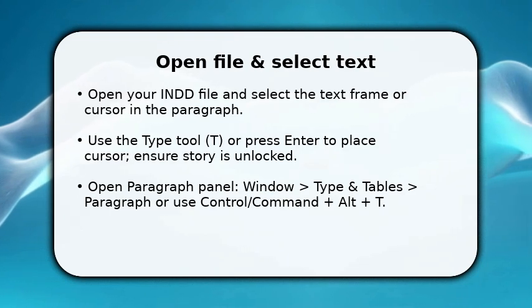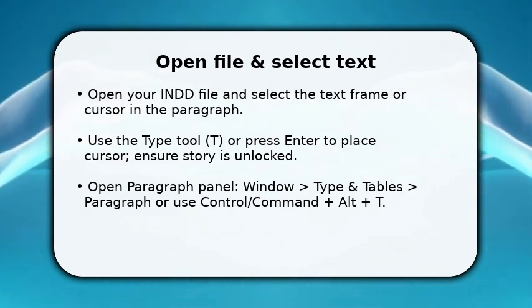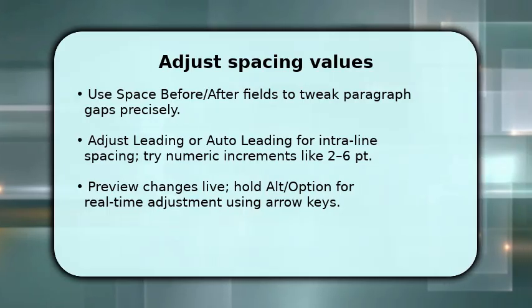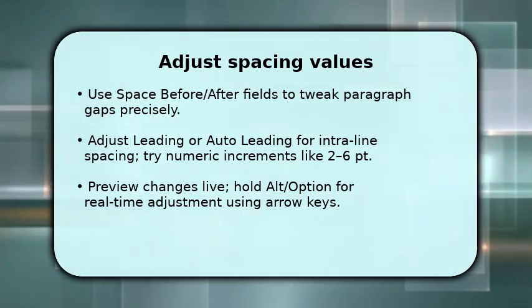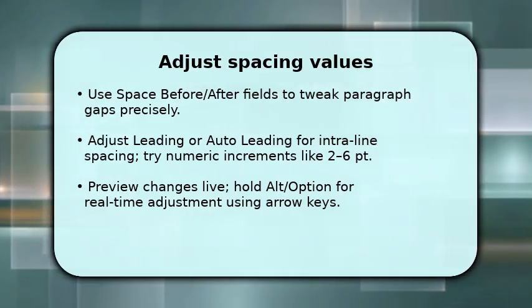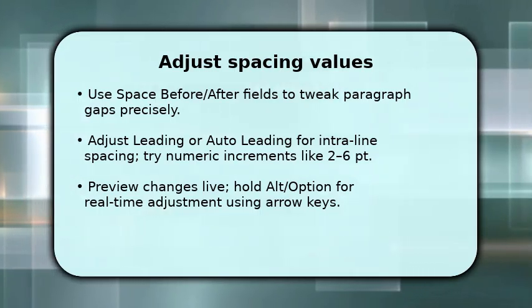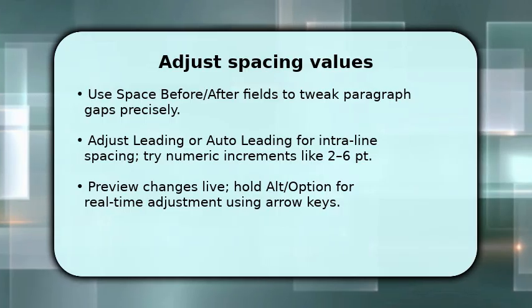With your paragraph selected, change space before or space after in the Paragraph panel to add or remove gap between paragraphs. Small increments like 4/8 pt often work. For line spacing inside the paragraph, adjust leading in the Character panel. Set explicit values rather than auto if you need consistent results.